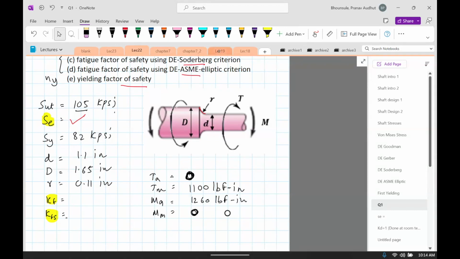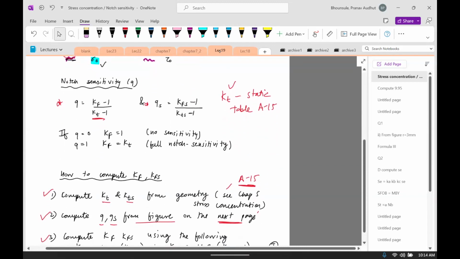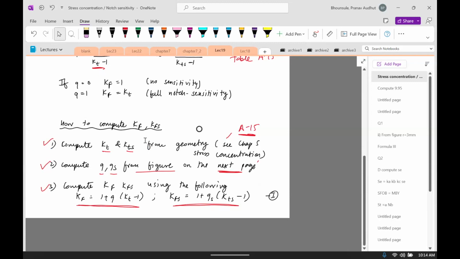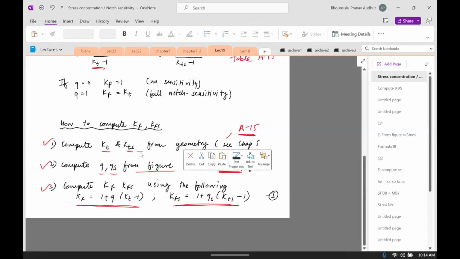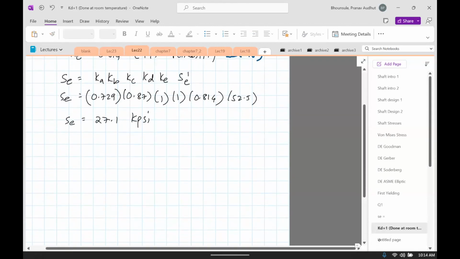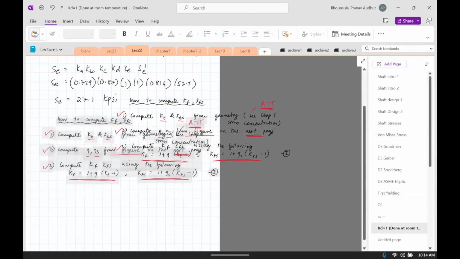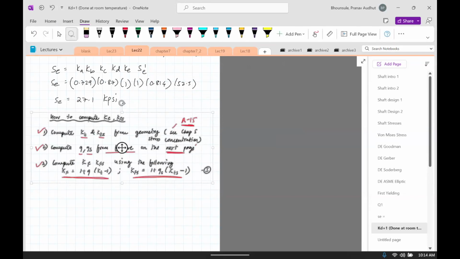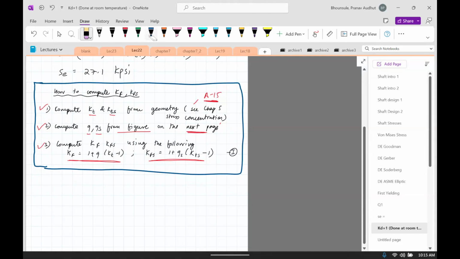So how do we compute Kfs? This is something we did in the past. Kf is the fatigue strength of, well, not specimen. We had an algorithm to compute that. We basically use this method. So I'm just going to copy paste this so you have it for your reference. Yes, this was taken from lecture, I think it's 19.